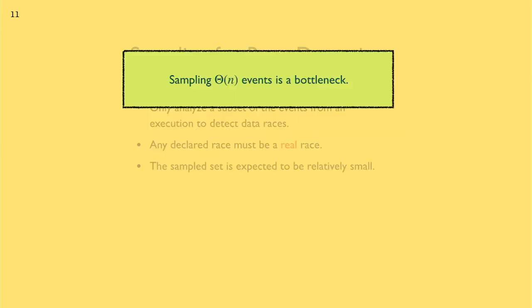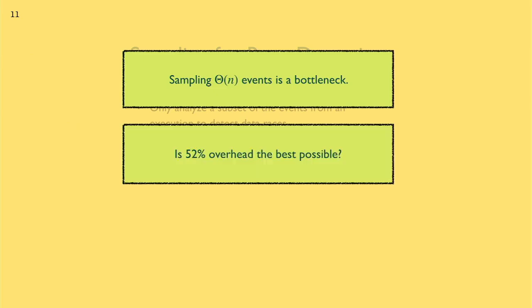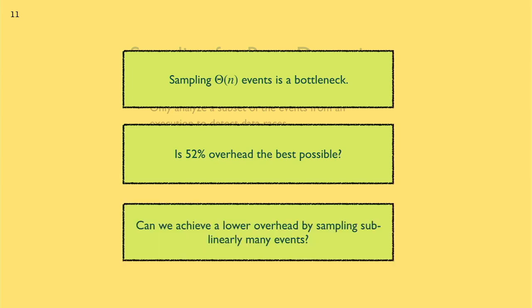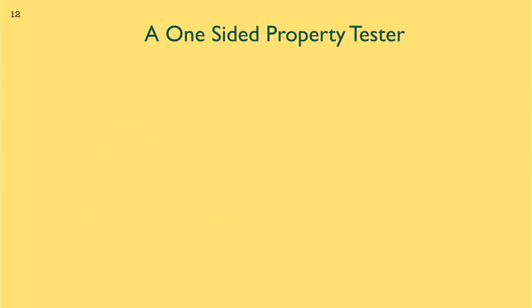Okay, and we observe that the previous schemes we mentioned all sample Θ(n) many events, which could be a bottleneck. And in practice, Pacer reduced the large overhead of FastTrack to 52%, which is amazing. But we want to know if that's the best possible. And can we actually achieve a lower overhead by sampling sublinearly many events? And our answer is a one-sided property tester.